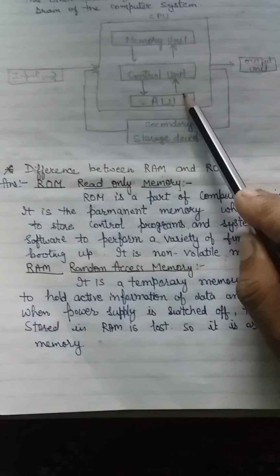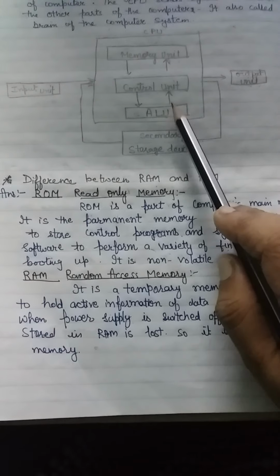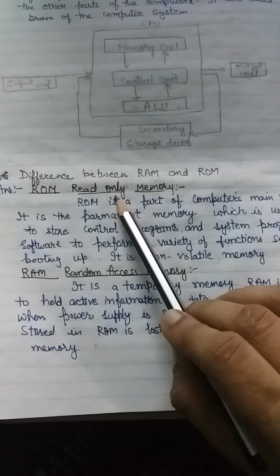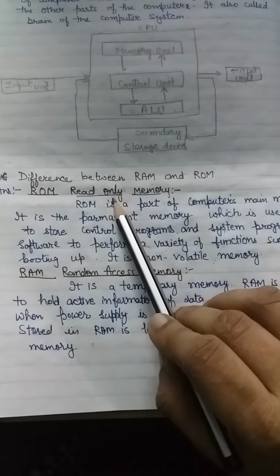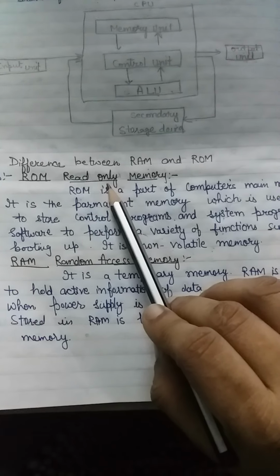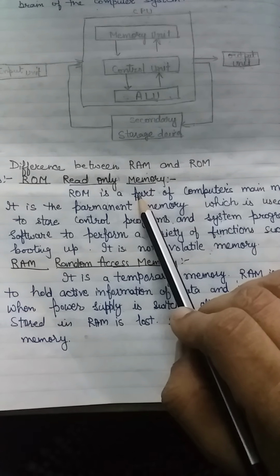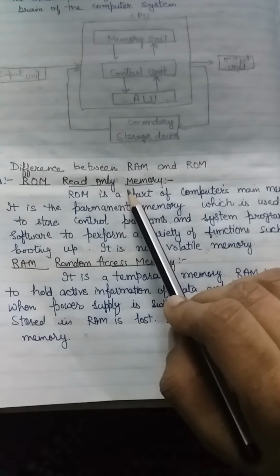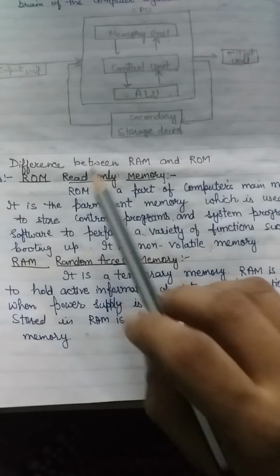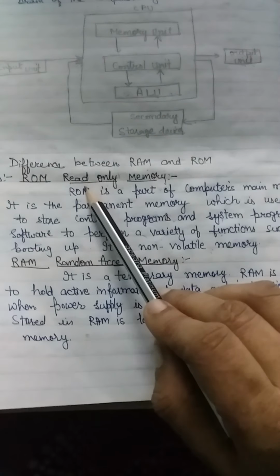Now continue with the next topic. After that, how does the CPU work? The next topic we continue today is the difference between RAM and ROM. ROM stands for read-only memory. Everyone, learn the full form of the short form. RAM stands for, or ROM stands for.